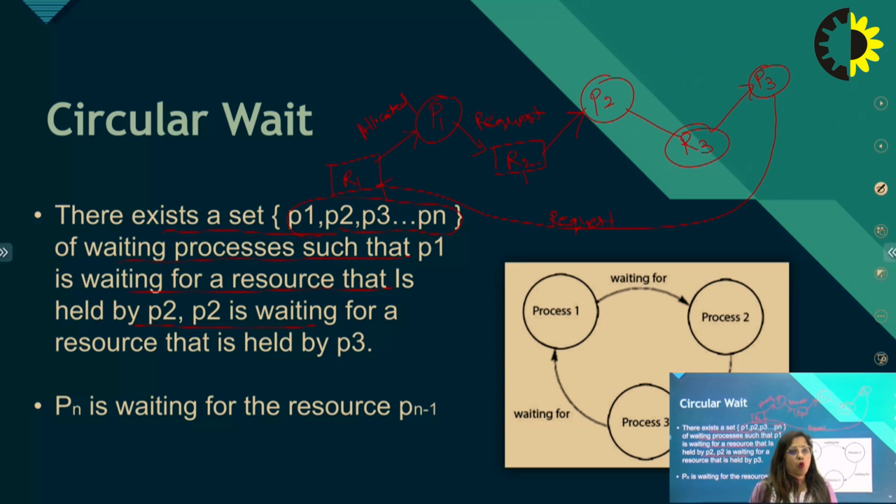When these four conditions occur, we can say that the deadlock condition occurs in that situation. If any one condition does not occur from circular wait, hold and wait, non-preemption and mutual exclusion, then we can say that deadlock is not there, deadlock is removed from here.